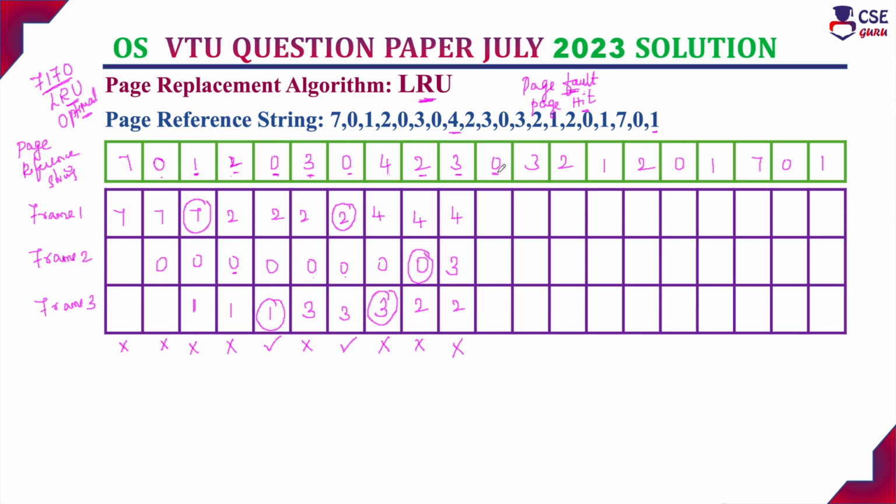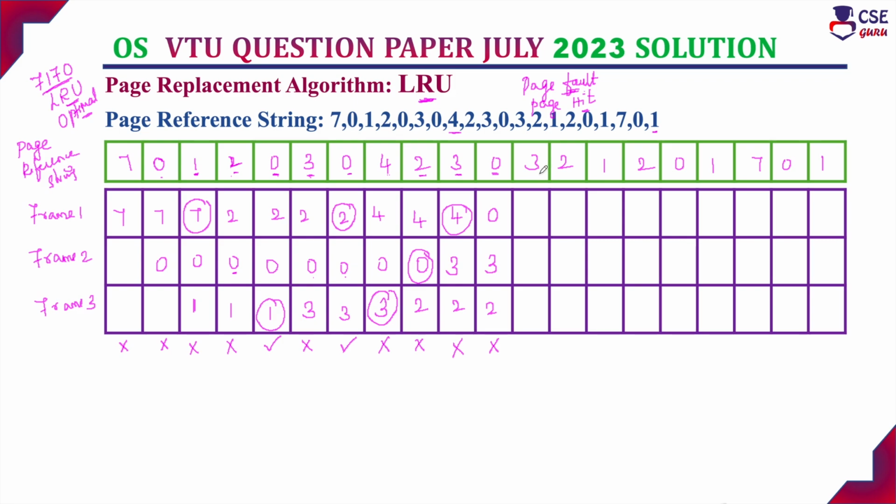Next reference string is 0. 0 is not available in any of these 3 frames. So you have to select a victim page. So the victim page, you should not select 3 and 2. Obviously 4. So replace 4 with 0. Now the frames will consist of 0, 3 and 2. This is a page fault.